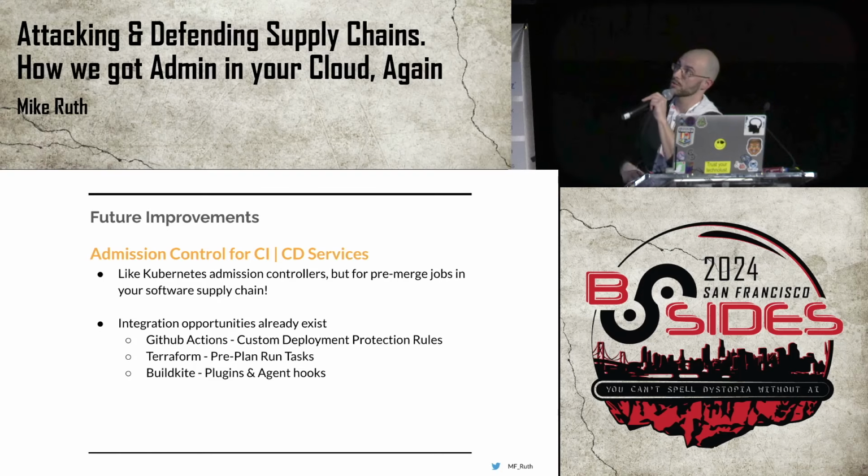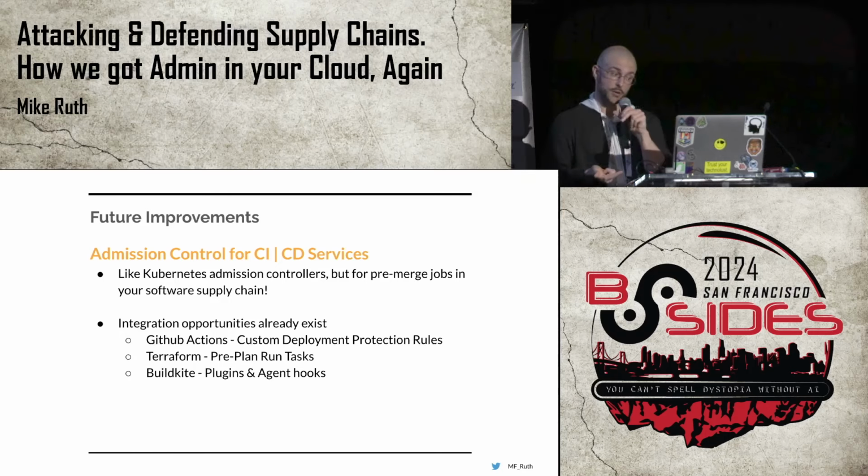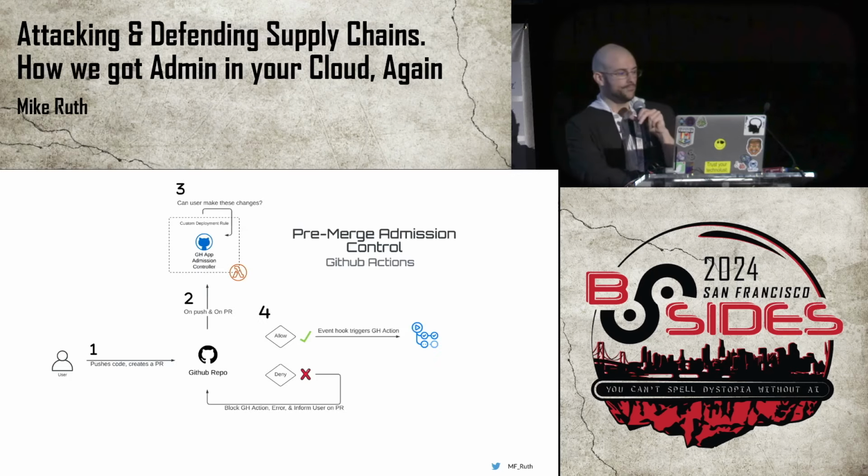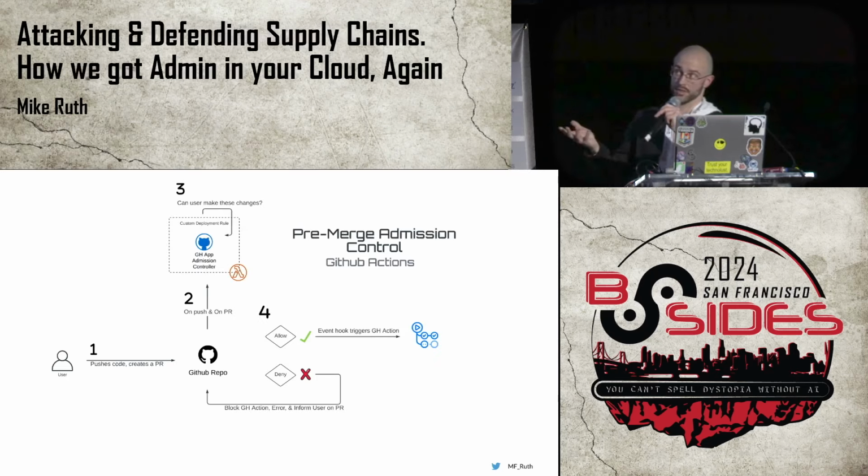So for GitHub Actions, you can use custom deployment protection rules. You can use run tasks from Terraform, which have existed for a while, but did not support pre-plan based functionality. Run tasks are basically like Sentinel policies, if you're familiar with those. And they would always run prior to an apply, but not to a plan. They do now. And with BuildKite, we can use agent hooks. So what would this look like hypothetically?